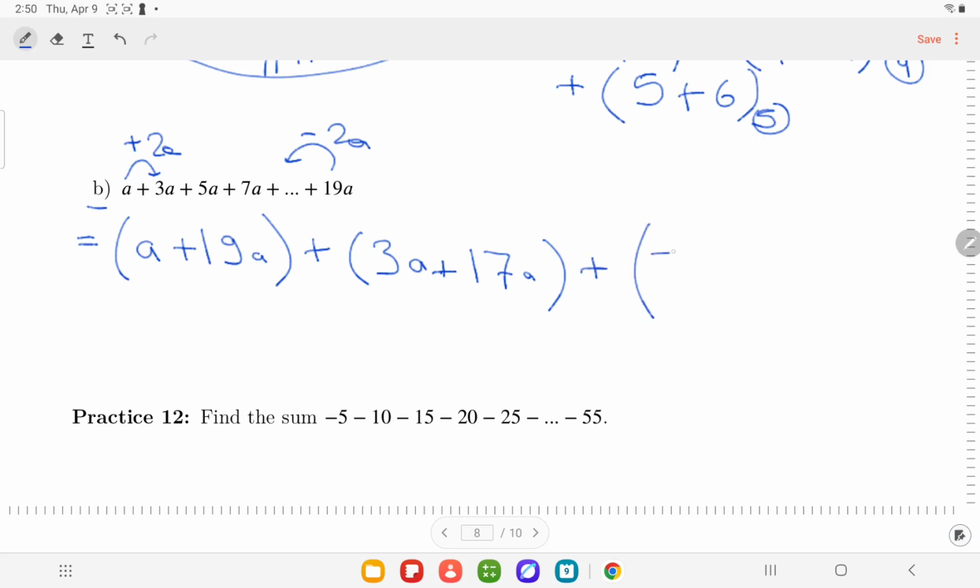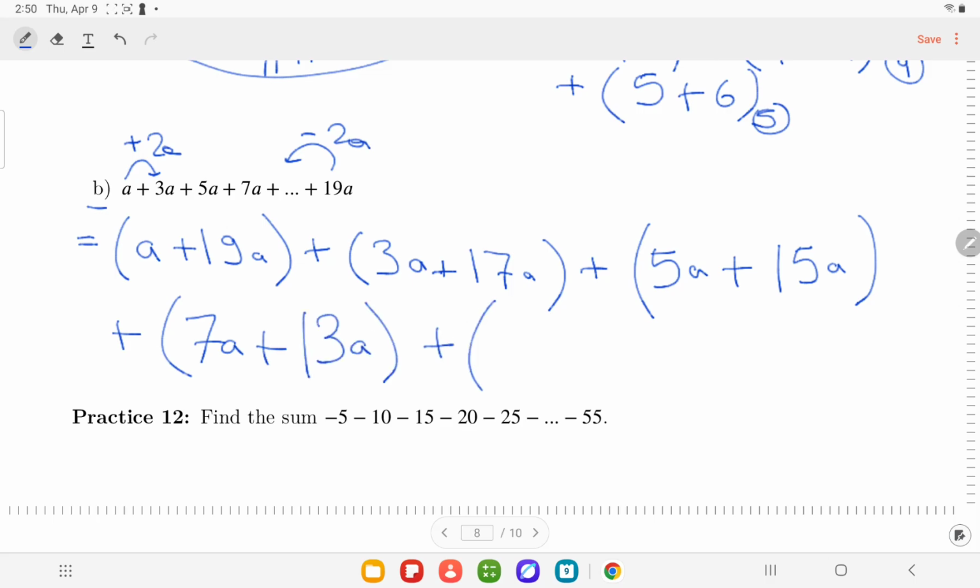And then we'll have 5A plus 15A. And we'll have 7a plus 13a, then 9a plus 11a, and that's it. Because the next one would be 11a and 9a, which is this. So we only have 5 pairs.